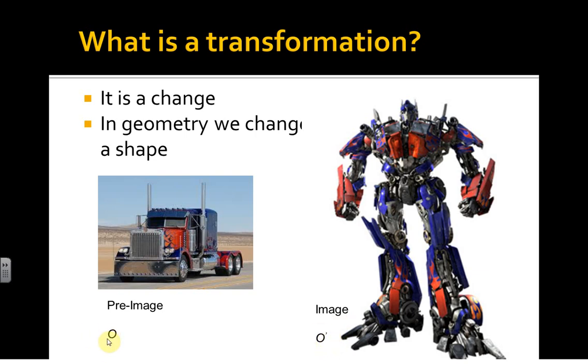So the pre-image will always just be a letter. And then the image, what it turns into, will be that letter, and then we call this prime. So O, O prime, B, B prime, et cetera.